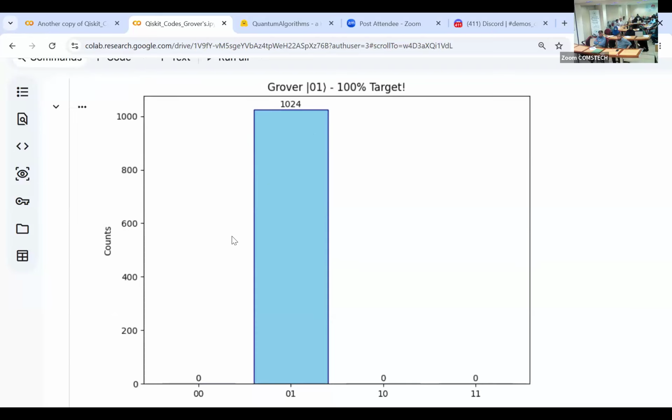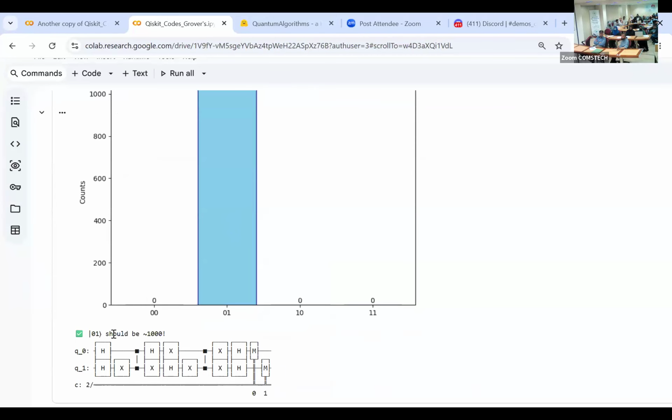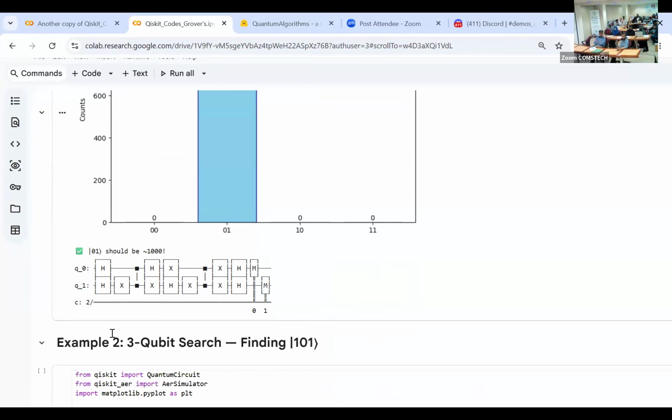So you can see over here that the plot shows that the target state, which was 0,1, is amplified by using quantum Grover's algorithm. And in a very few number of iterations, that is square root of n, we can compute the desired state which we want. So here is the circuit, the same circuit which I earlier explained on my slides.